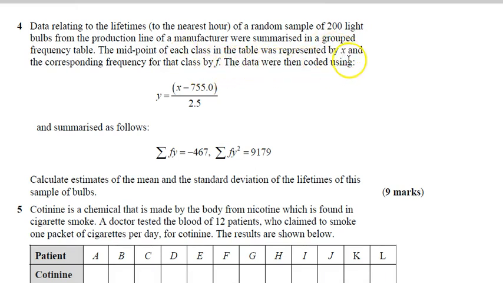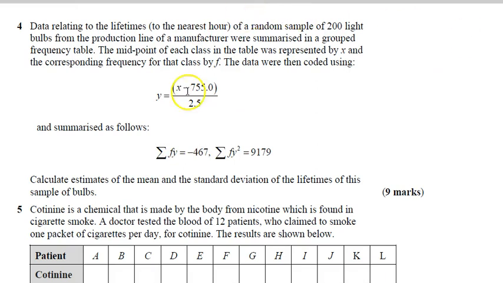But here the data was coded using this coding and summarized as below. So remember, Y is the coded data and X is the original. And we want an estimate for the mean and standard deviation of the lifetime. So that's for X. We actually want the real mean and standard deviation for the real data, not for the coded values.